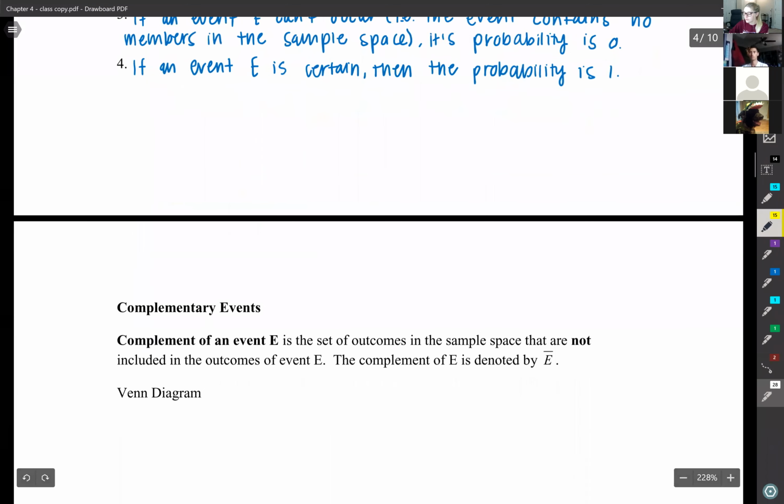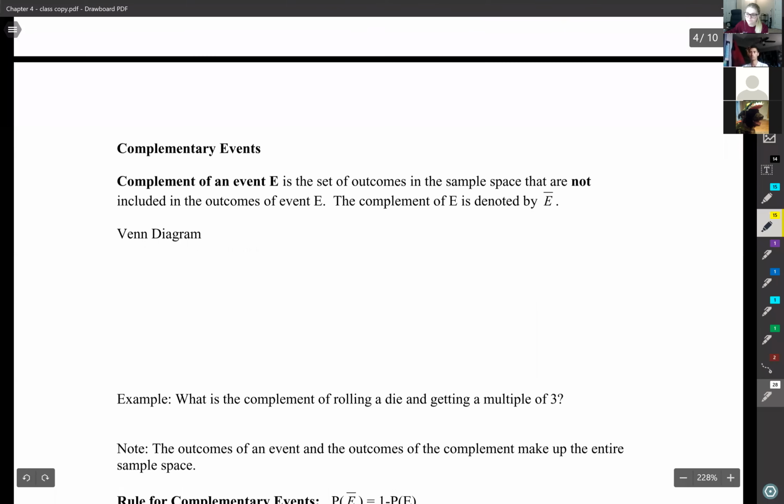And then next we get into something called complementary events. So the complement of an event E is the set of outcomes in the sample space that are not included in the outcomes of event E. The complement of E is denoted by this E with a bar over top, which we read as, surprise, E bar. It is the set of outcomes in the sample space that are not included in the outcomes of event E.